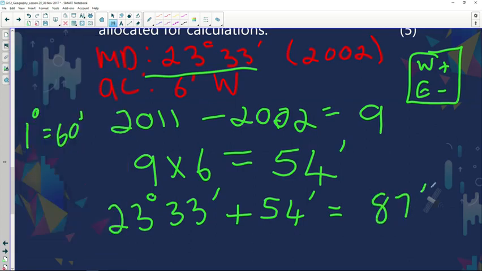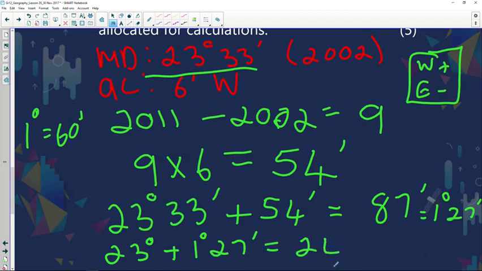Now 87 minutes equals 1 degree and what's left? 60, 70, 80, 27 minutes. So what we can say over here is 23 degrees plus 1 degree 27 minutes equals 24 degrees 27 minutes west. And that's our correct answer. Please don't get confused with the minutes and degrees. Remember, 60 minutes equals 1 degree. Okay, let's move forward.